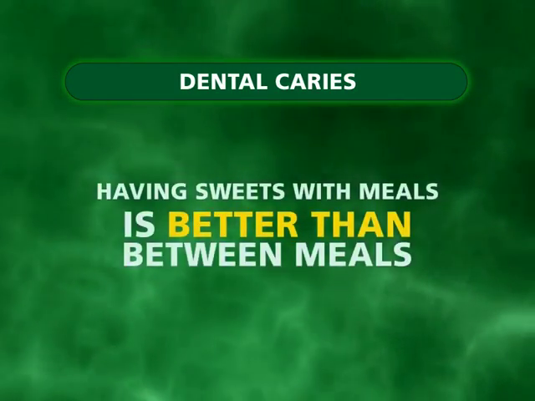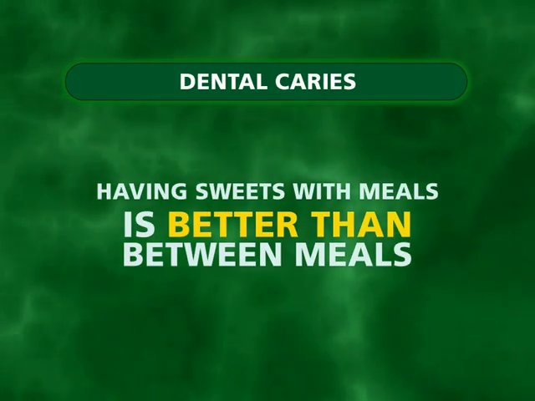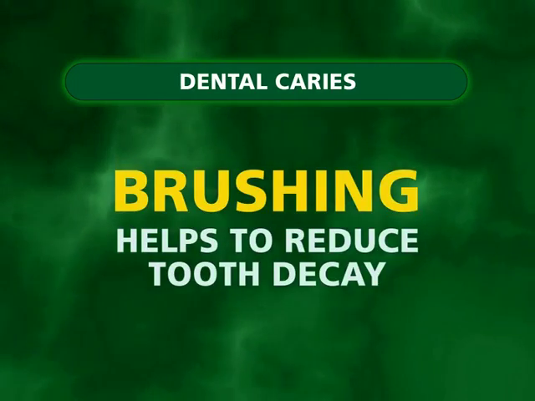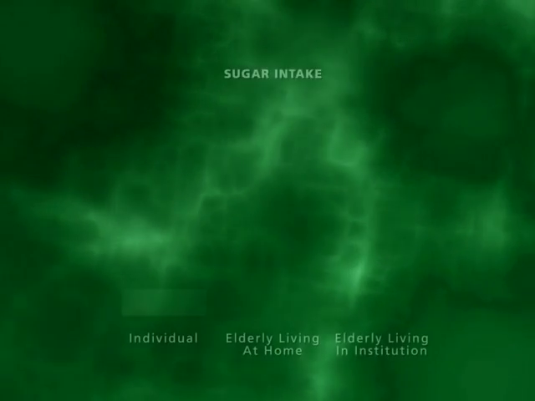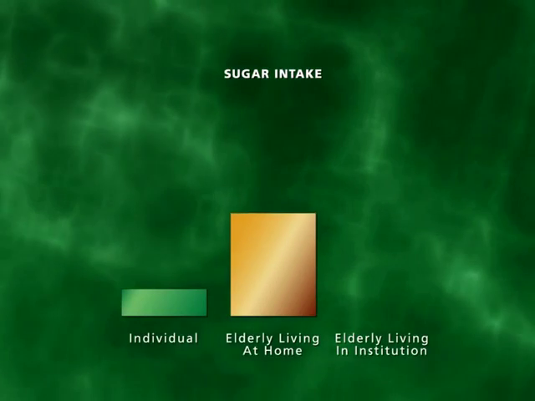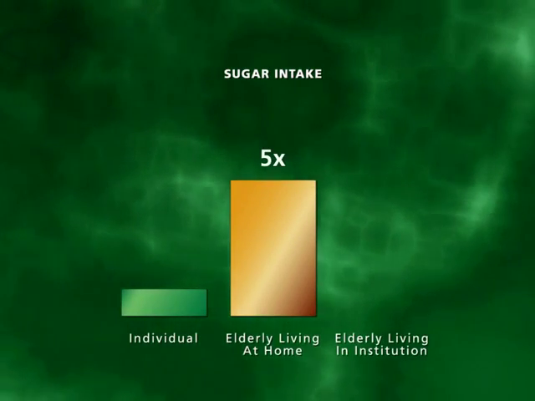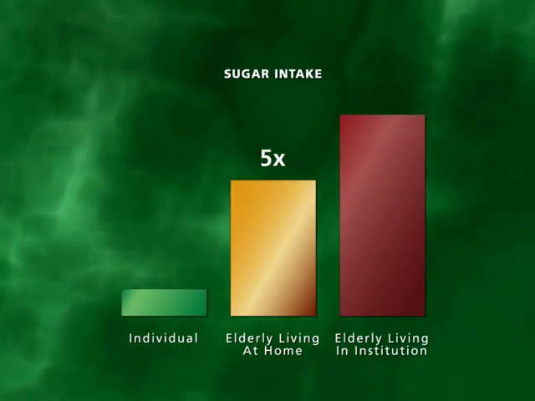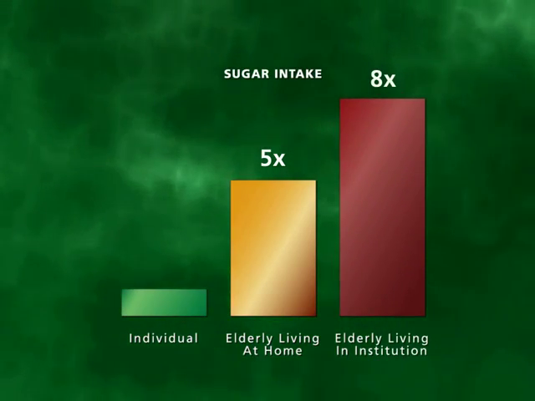Having candies or sweets with a meal is better than having them between meals. Brushing helps to reduce tooth decay. Independent elderly consume over 5 times the recommended sugar intake per day. Hospitalized elderly consume almost 8 times the recommended sugar per day.